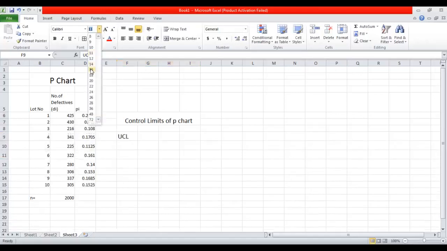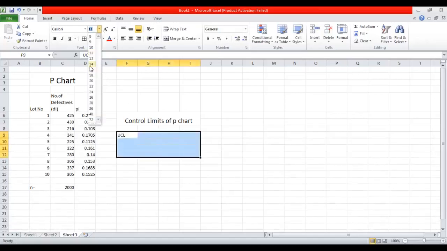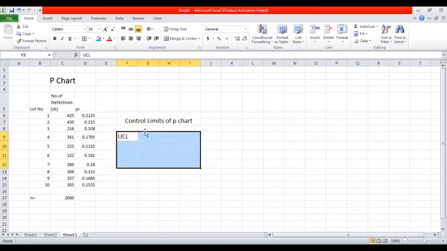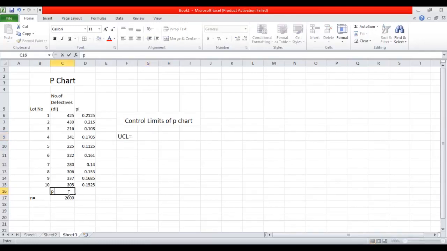I'll just enlarge it so that it will be visible for you. So UCL, what is the formula? P bar plus 3 under root P bar Q bar by N. So here we want the P bar first. So I'm going to find the P bar value. P bar is nothing but the average of the P values. So we average these PI values, and we get the P bar.